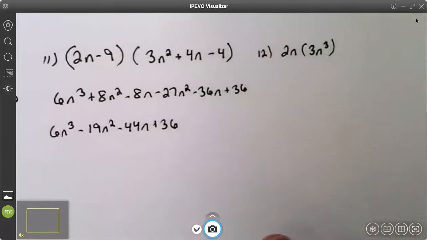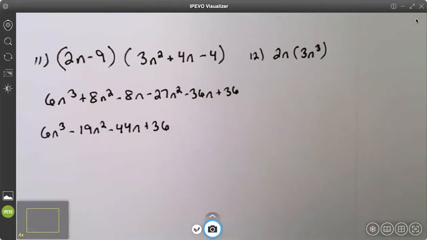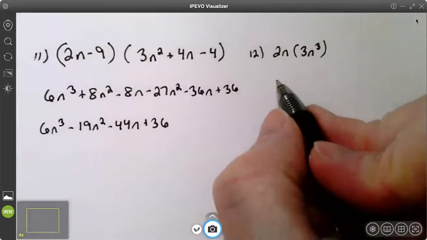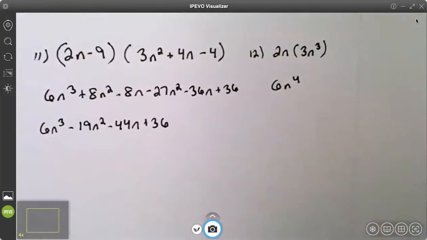Try number 12. Since we've done binomials times binomials and binomials times trinomials, I just wanted you to remember how to multiply two monomials. 2 times 3 is 6. N times n cubed is n to the fourth. 1 term times 1 term equals 1 term, and you're done: 6n to the fourth.